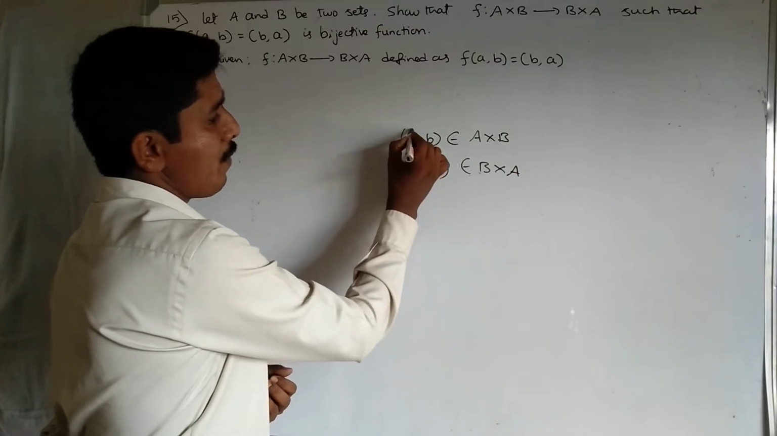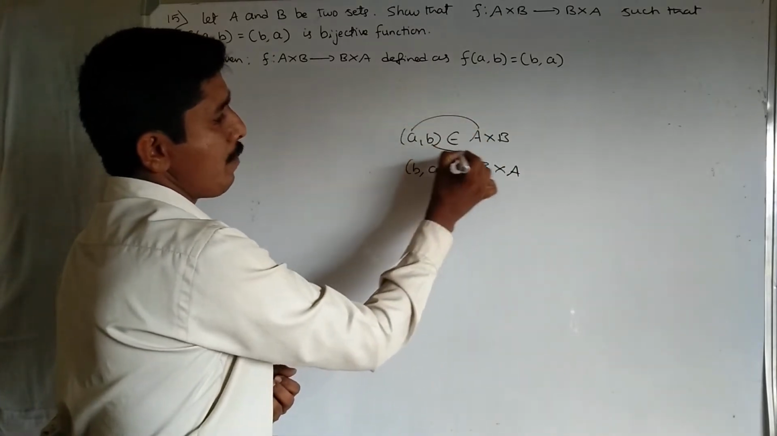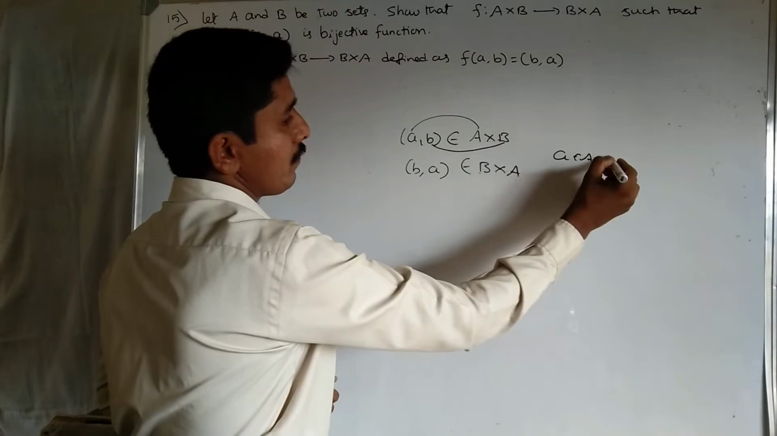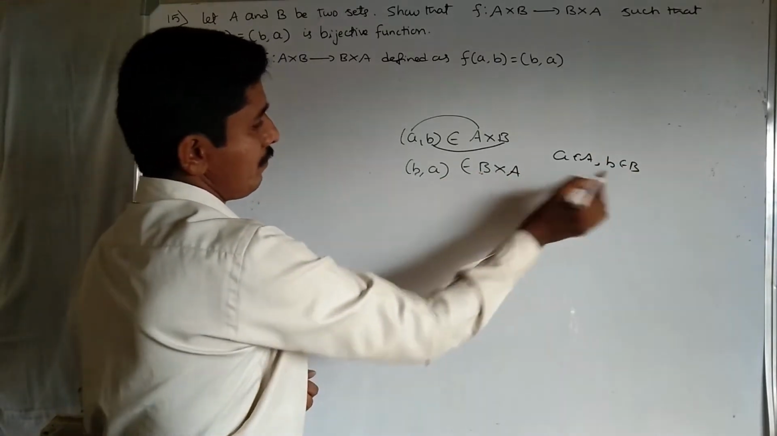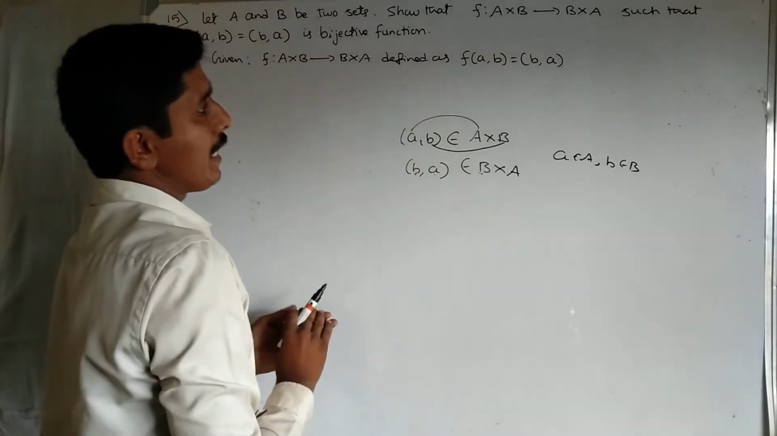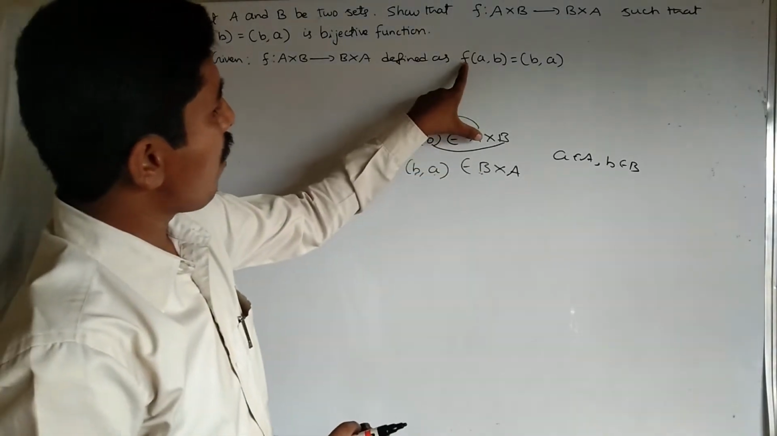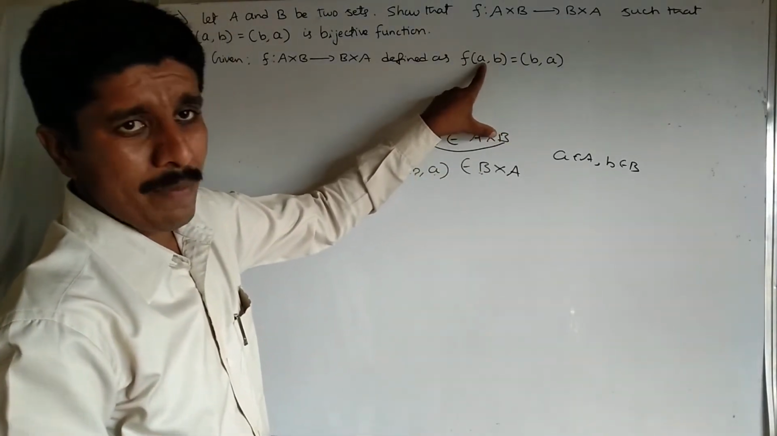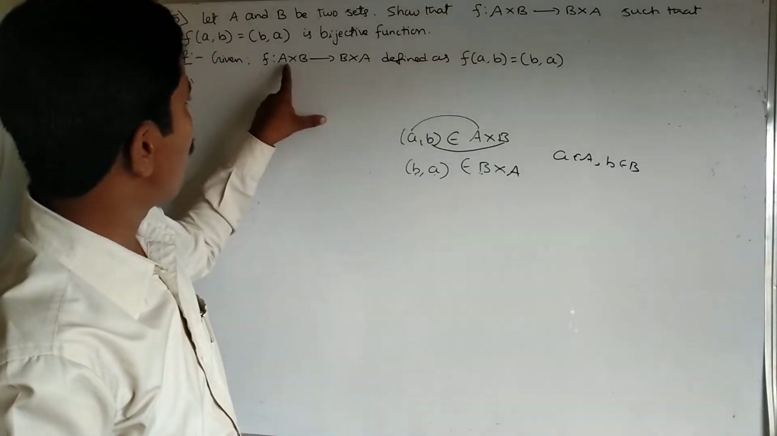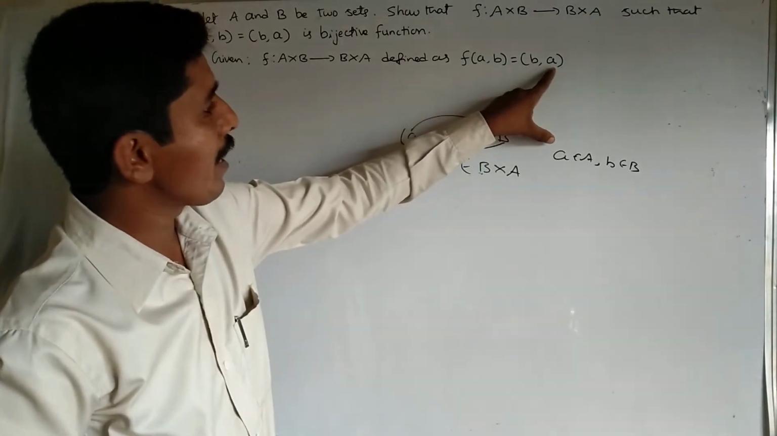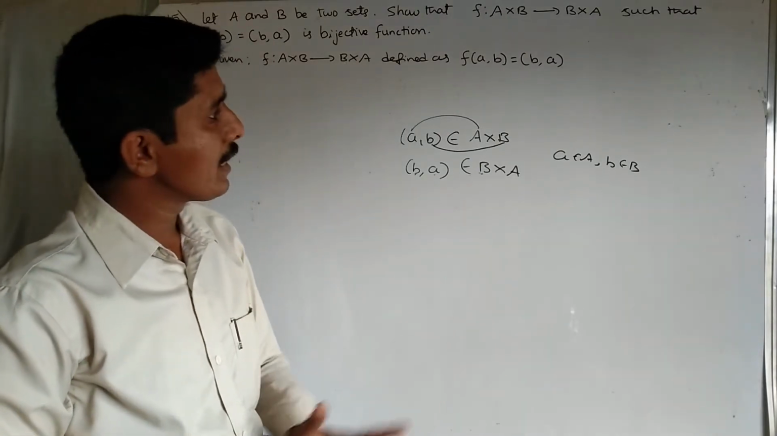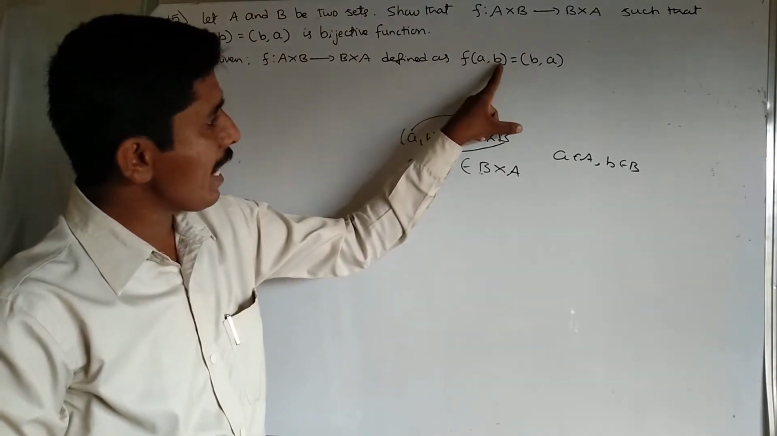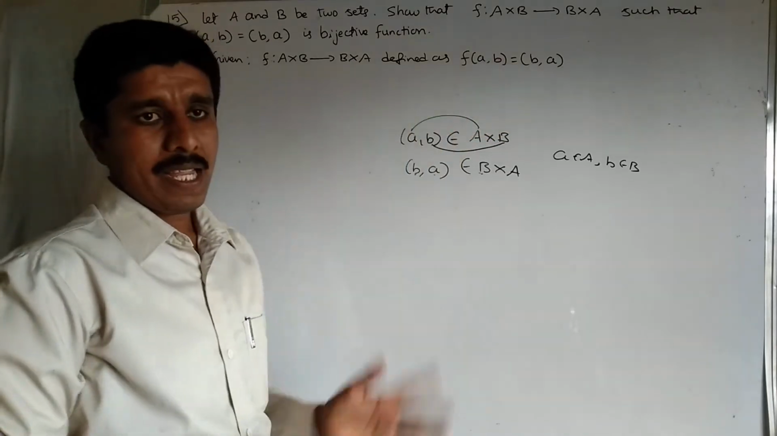This means A belongs to set A, B belongs to set B. Here B belongs to set B, A belongs to set A. Defined as F of (A, B). This is the domain element; (A, B) belongs to the domain A cross B. Here (B, A), the range element, belongs to the codomain. It is defined as F of (A, B) equal to (B, A).